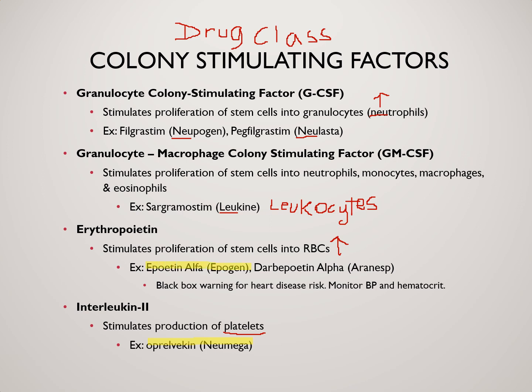You've got epigen. Also, it's also called Procrit, you might see. Let me write that on here. It's in your book on page 155. Leukine, Neupogen, and Neulasta. Just understand what they increase.